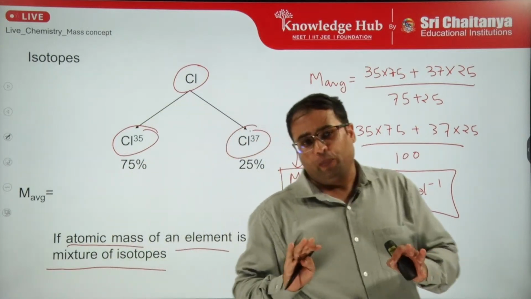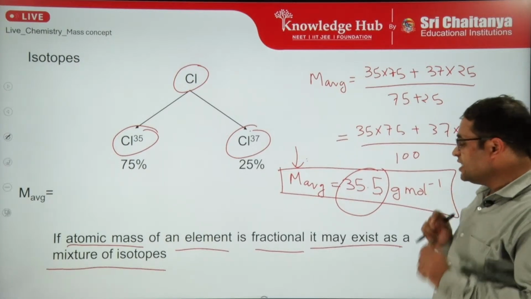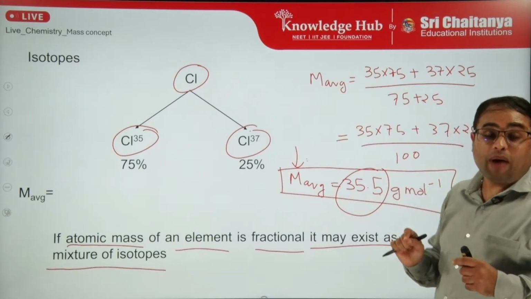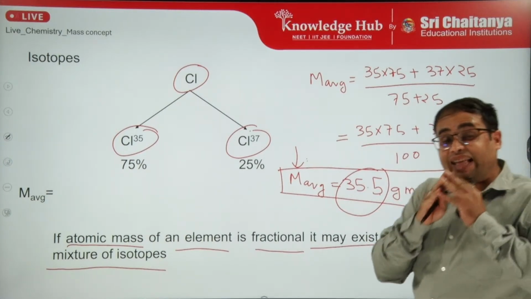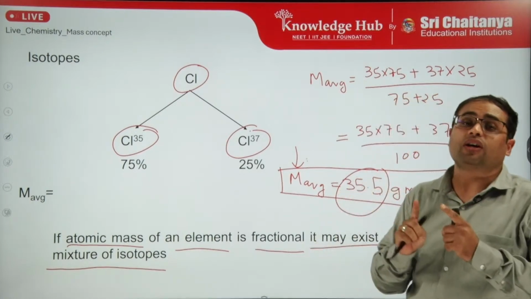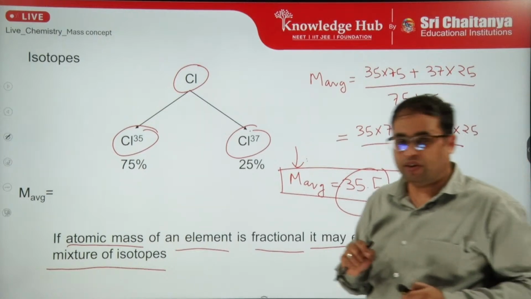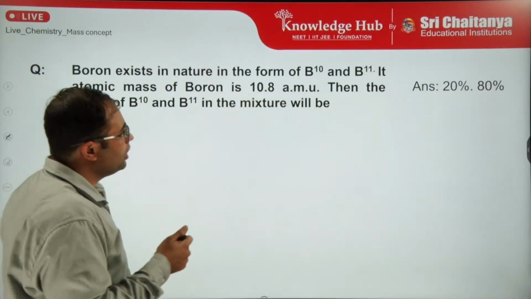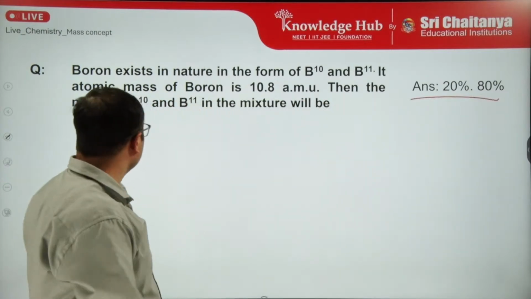So if you have atomic mass as fractional or decimal, it indicates that the atomic mass which is written is nothing but an average atomic mass, and that element exists in nature as a mixture of isotopes, right? Now let us solve this numerical. Answers I have already written here, but still let us solve it.